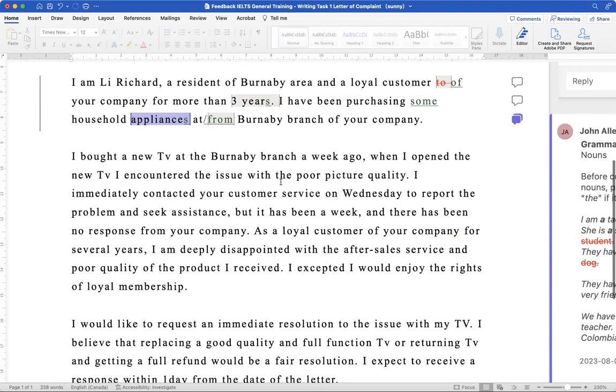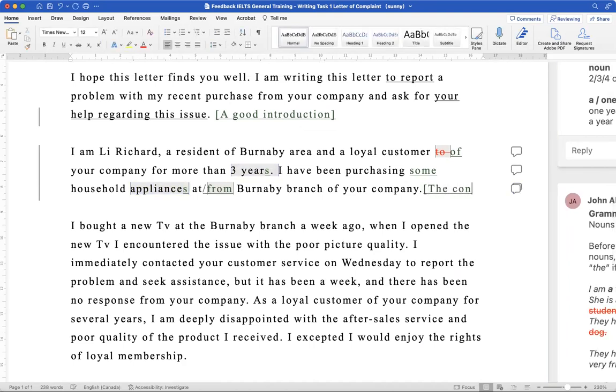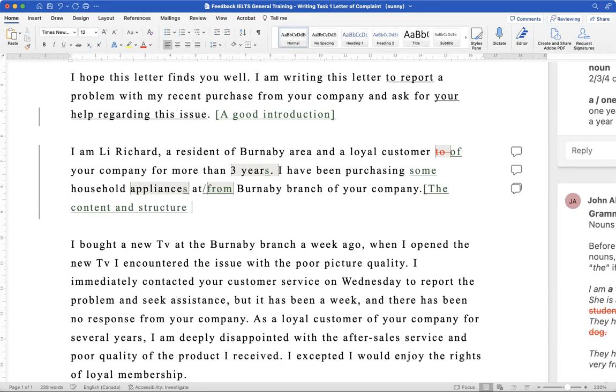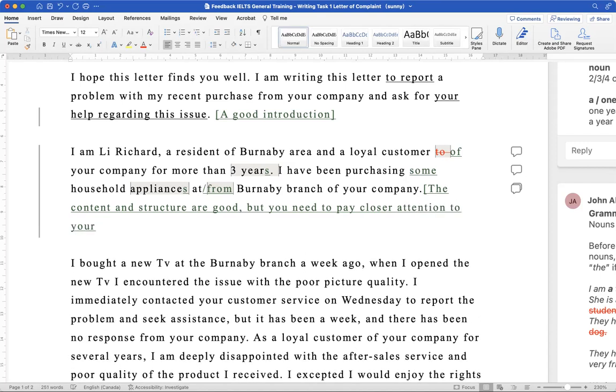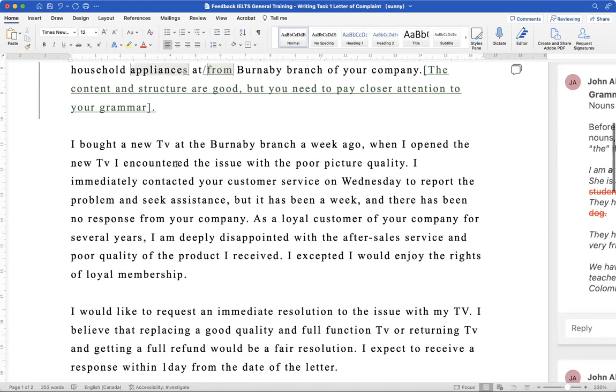So let's move on. Yeah, overall the paragraph is good. I like the content. The content is really good. So the content and structure are good, but you need to pay closer attention to your grammar. Okay. I bought a new TV at the Burnaby branch a week ago. When I opened the new TV, I encountered the issue with the poor picture quality.